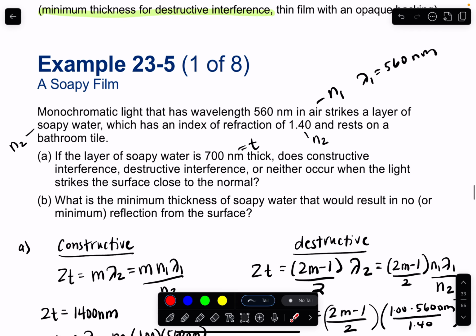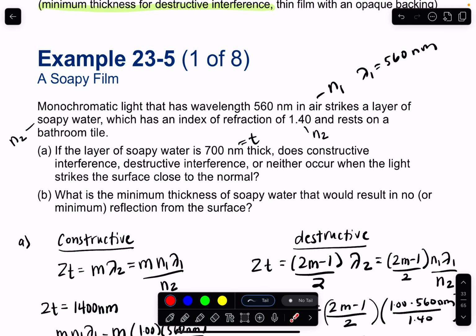So let's do an example. In this example, the film is soap, and it's on a bathroom tile. We have monochromatic light with a wavelength of 560 nanometers, and it's initially in air, so our N1 will be air. It strikes a layer of soapy water, so our film is going to be the soapy water. That will be N2, and the index of refraction of that film is 1.4.